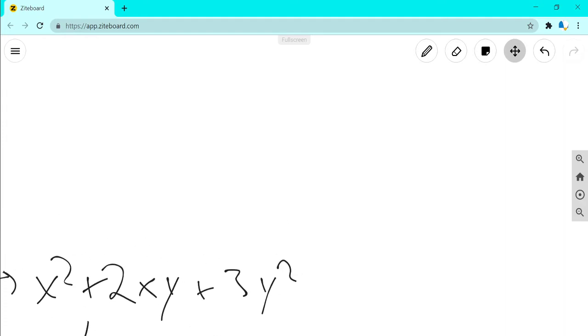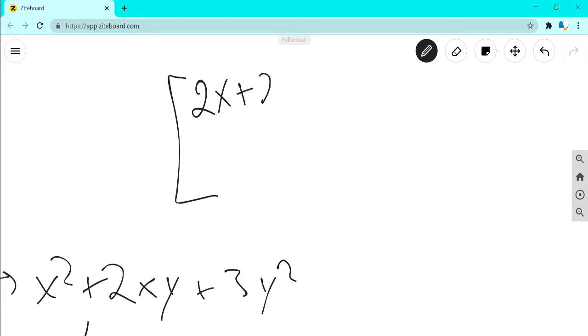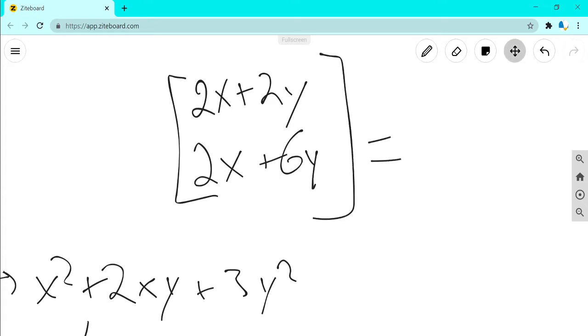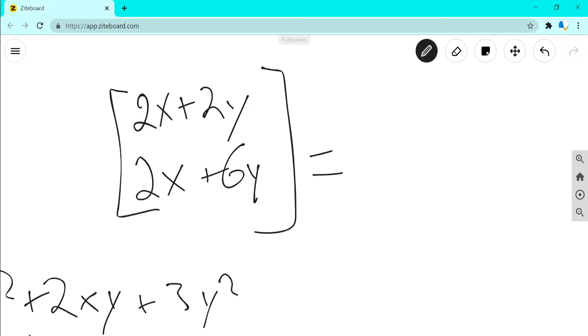So let's use this first, and let's find the partial derivatives with respect to each variable. With respect to x, it's going to be 2x, and then we have to treat y as a constant, so it's plus 2y, and there's nothing extra, so that's just plus 0. And then with respect to y, this doesn't matter, this will become 2x, and then this is going to become 6y.